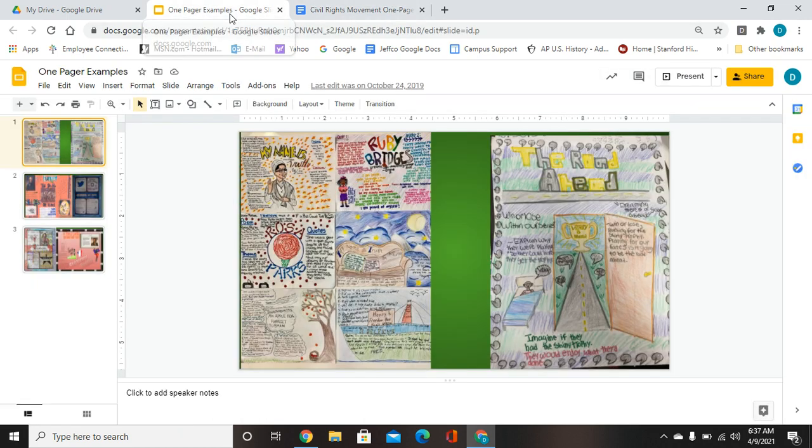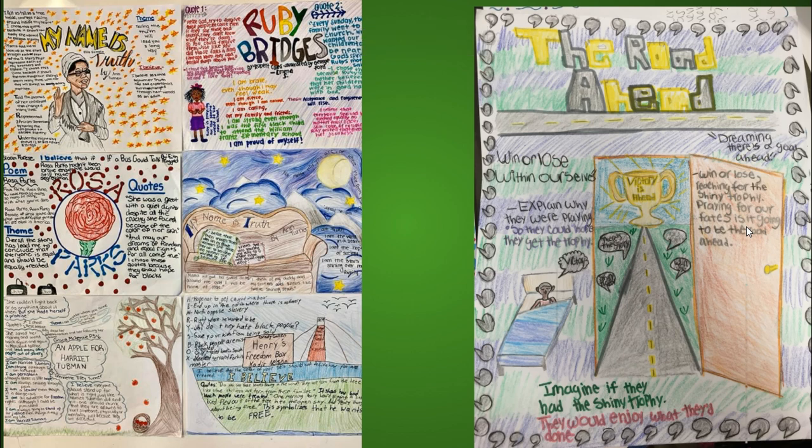All right, so let's show you some examples of what good one pagers look like and what bad one pagers look like. Both of these here are really good one pagers, right? They're visual representations of the topic. The one on the left is about Sojourner Truth and Harriet Tubman and Rosa Parks and Ruby Bridges. So it's women. This one pager is about important African American women in the civil rights movement.